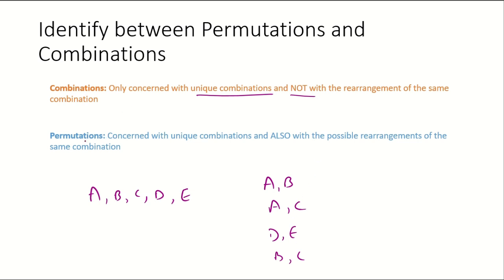Now, permutations is concerned with the unique combinations and also with the possible arrangements of the same combination. So for the same question, we will also have to count B comma A, C comma A, and so on. So yes, we are concerned with the unique combinations, but we are also concerned with in how many ways we can arrange each unique combination, right? So A, B, we can arrange it in 2 ways, A, B or B, A, and so on. So that's permutations for you.